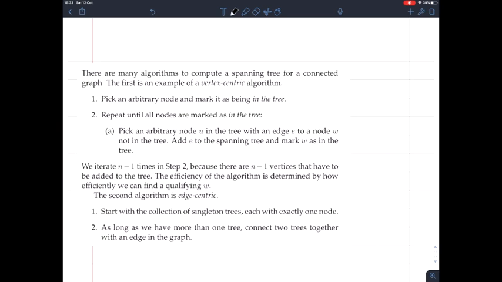So there are plenty of algorithms to compute a spanning tree for a connected graph. Notice we're saying connected here, and if you have a disconnected graph, then you'd need a spanning tree for each of the components. So let's have a look at just two algorithms. The first one we've got is a vertex-centric algorithm. So the idea is you take your connected graph.